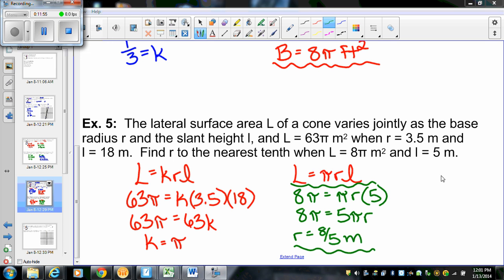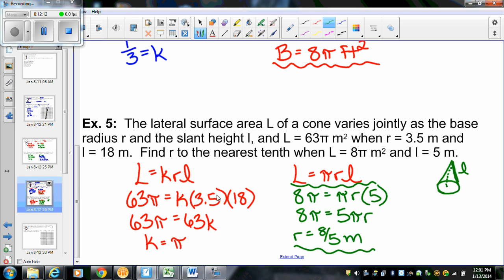And for those of you who don't know, the slant height would be, if you had a cone, the length here of the cone, whereas the regular height of the cone would be like if you dropped a rope down inside of it from the tip down to the center of the base.